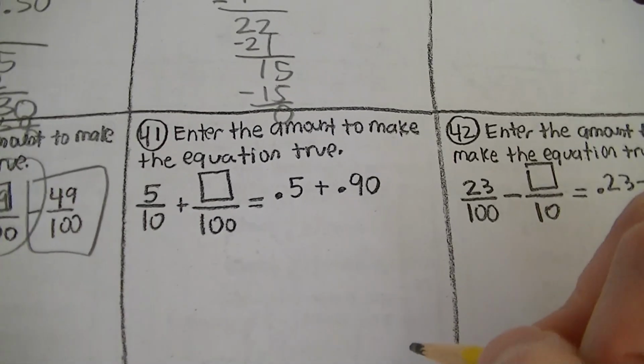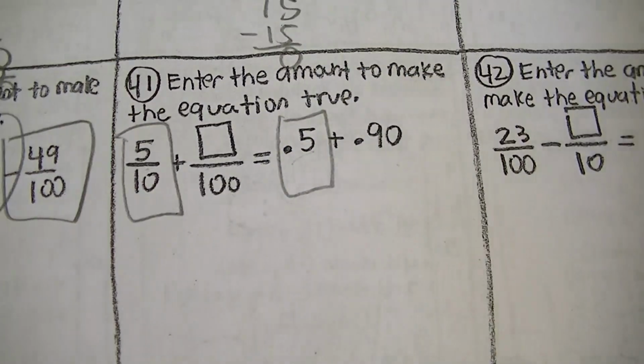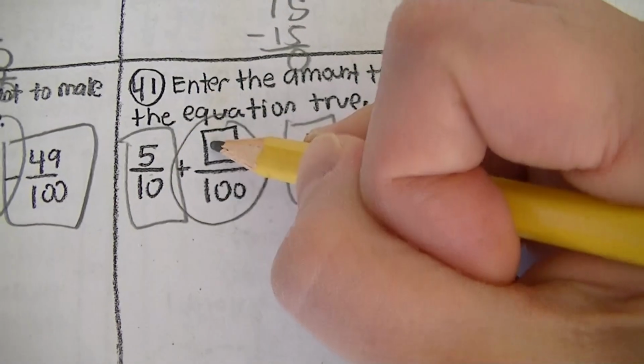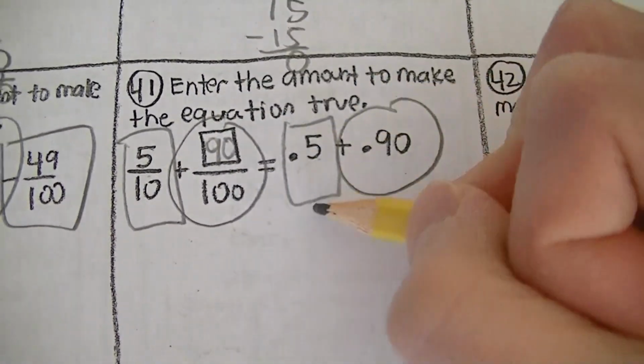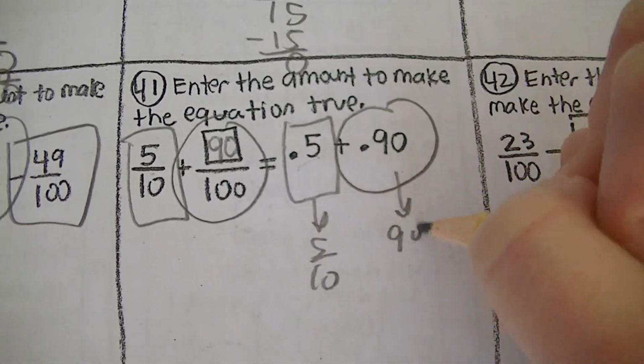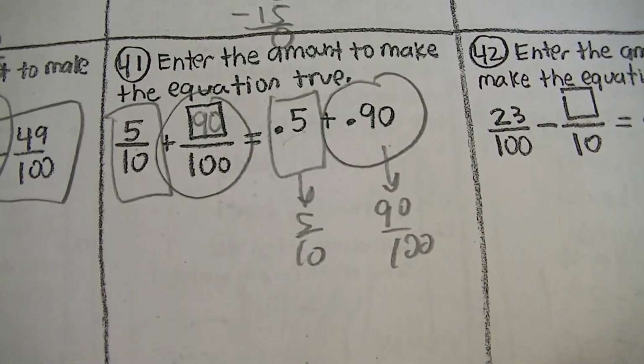Okay, and the amount to make this equation true, I got 5/10 right here. That matches up with this. Say it right, 5/10. And then I have a positive 90 hundredths, so this needs to be 90. Okay, remember this was 5/10. And this right here is 90 hundredths. So say it out loud properly, and it helps you fill them in.